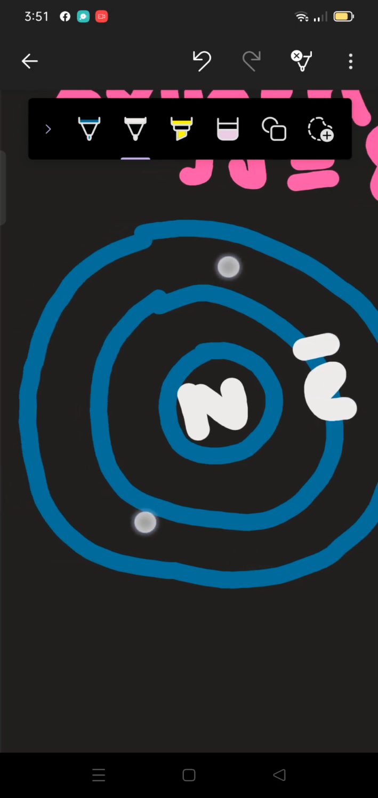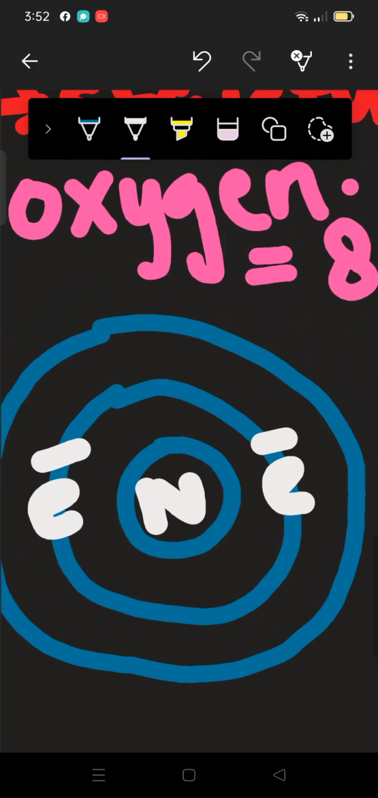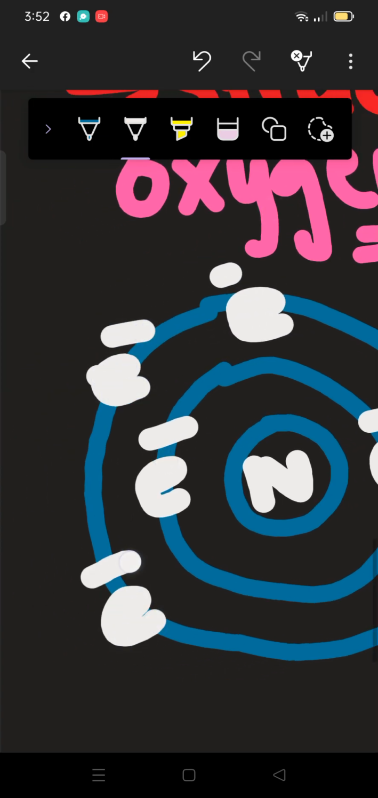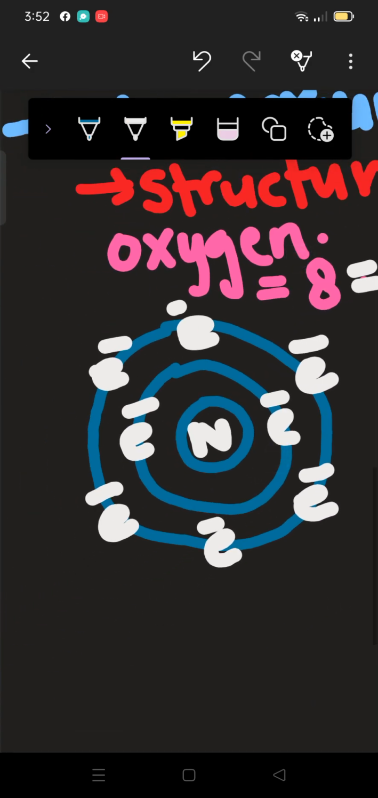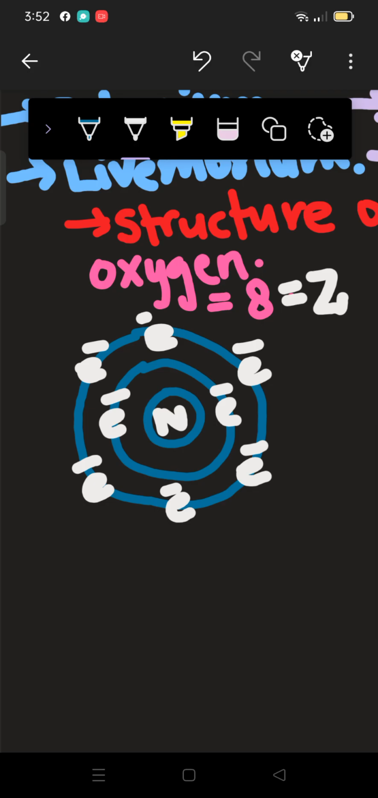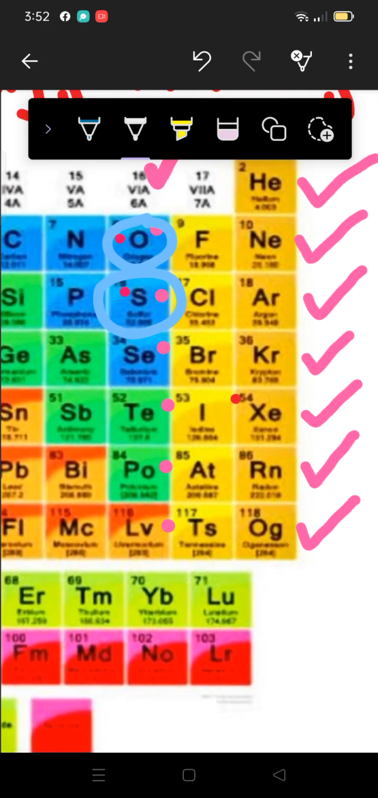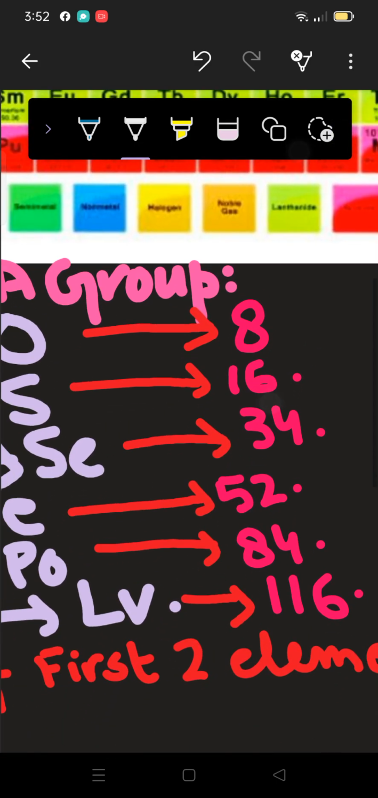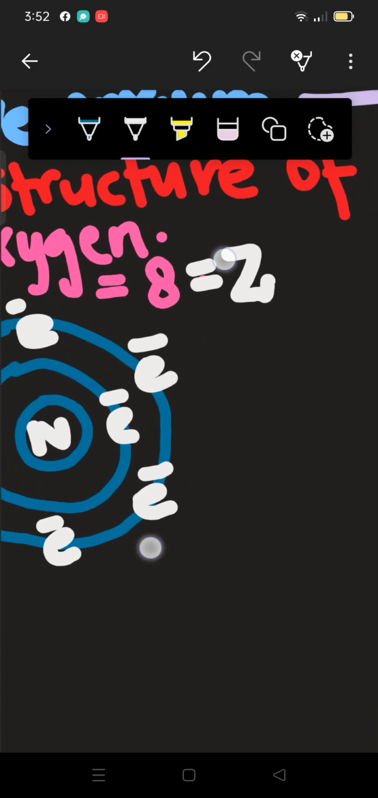For 2 electrons will be in the first shell, and then 8 minus 2 is 6. So 6 are remaining and 6 will be in the second shell: 1, 2, 3, 4, 5 and 6. As you can see here, it has 6 electrons. So always, 6th group elements will have 6 electrons in their outermost shell, or in their valence shell. All 6th group elements will have 6 electrons in their valence shell.